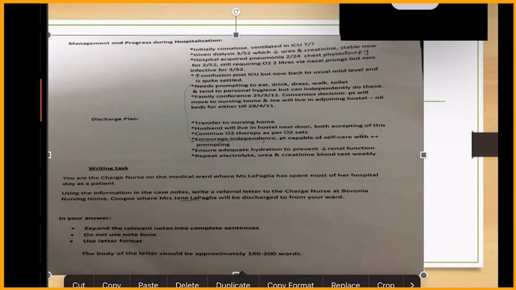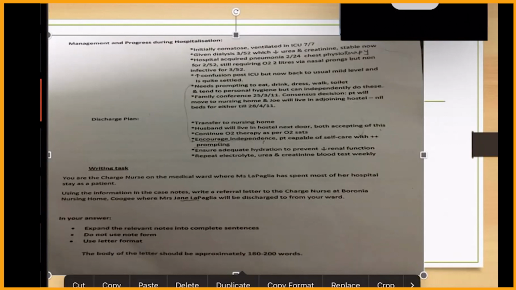Is so much clear with you all? Yes, ma'am. The discharge plan says what is to be done. This transfer to nursing home. That is why we are writing to the nursing home, isn't it? So you don't have to write that in particular. Husband will live, it's future tense, in hostel next door. Both accepting of this, which means both have accepted this and agreed to that.